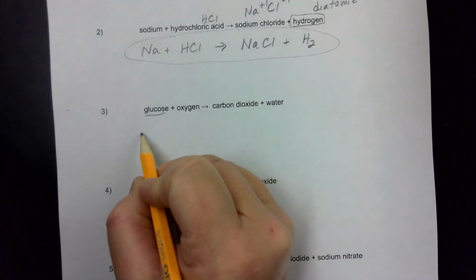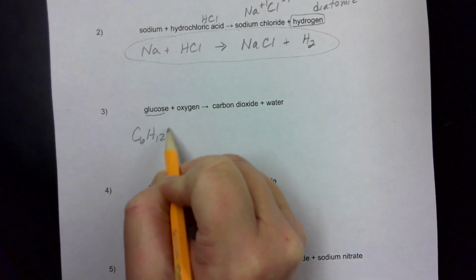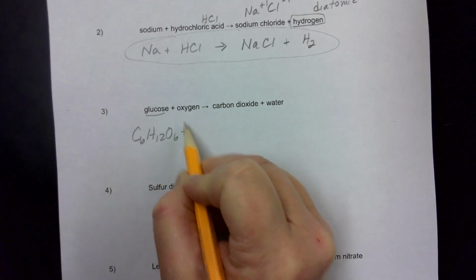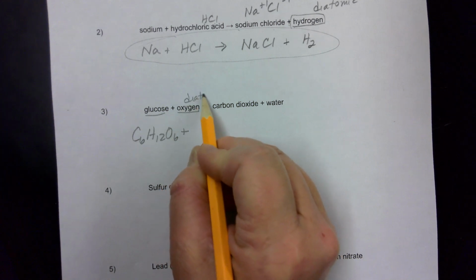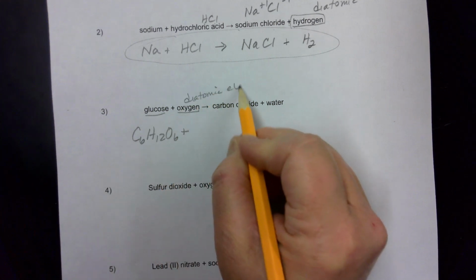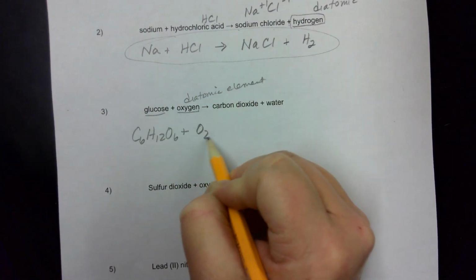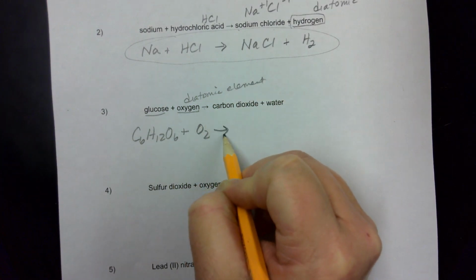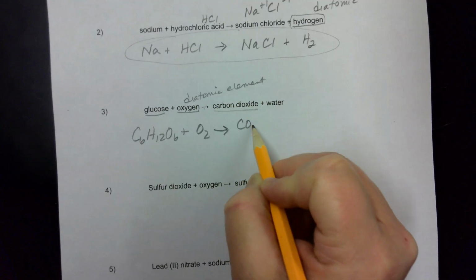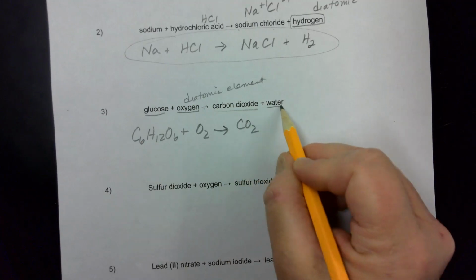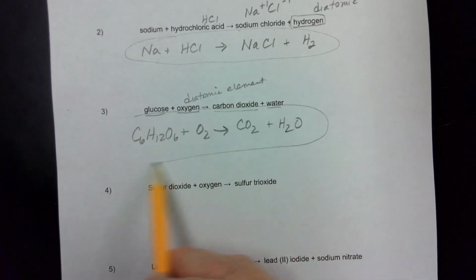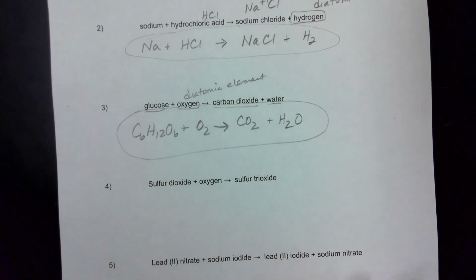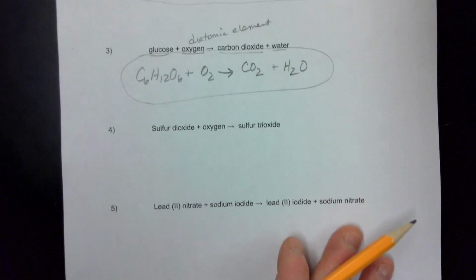Glucose. Glucose, C6H12O6, plus oxygen, it's a diatomic element. So that's O2. Bring down your arrow. Carbon dioxide, you probably recognize as CO2, plus water, you might know as H2O. Not balanced, but that is the translated word equation.